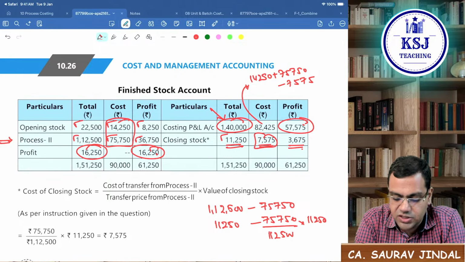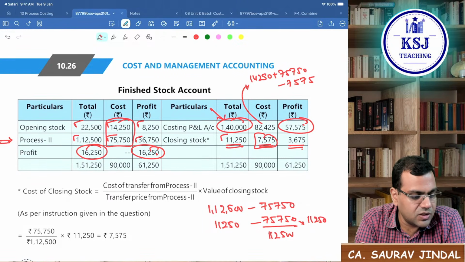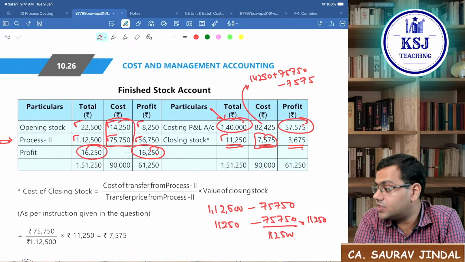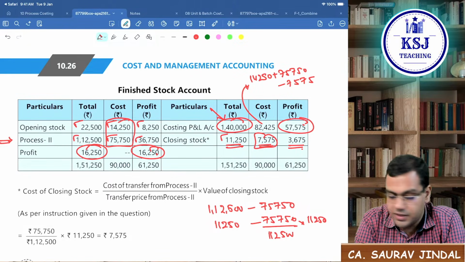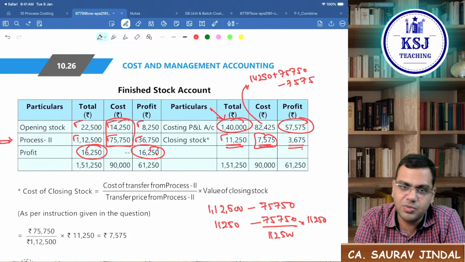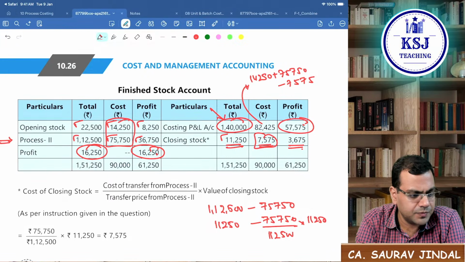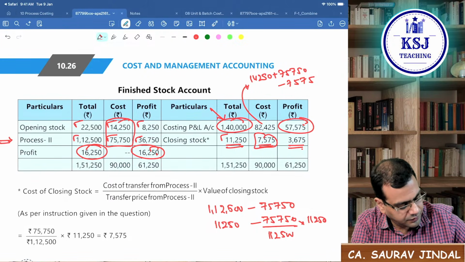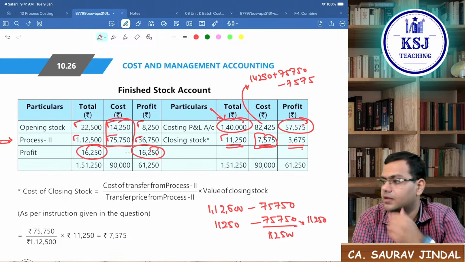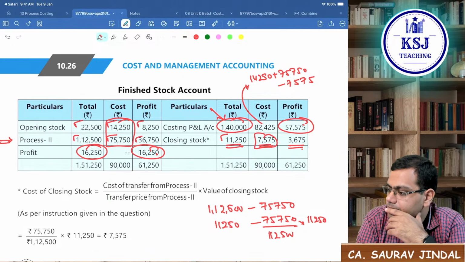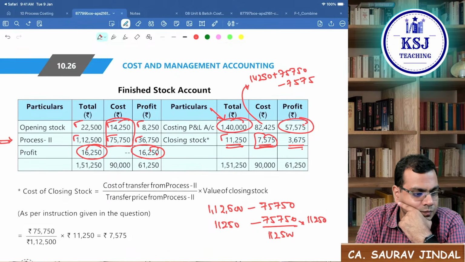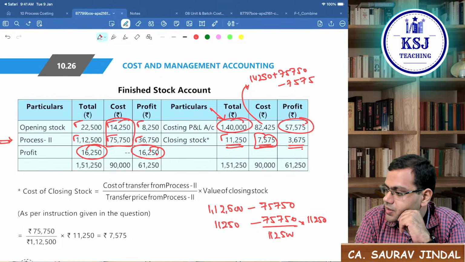This is your finished stock account. Is this question clear on inter-process profits? Please let me know if this particular question is clear. Now, inter-process profits, we are having just this question only.